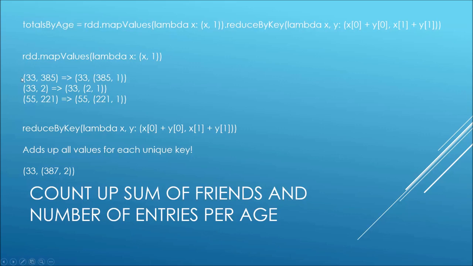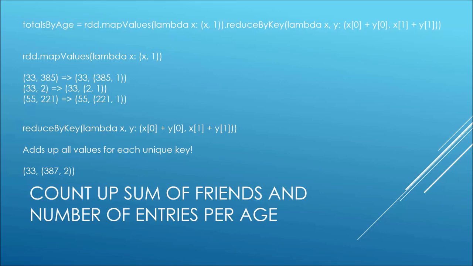So let's take that first line for an example. The first entry in our RDD is an entry that has a 33-year-old that had 385 friends. So the value 385 gets passed in through mapValues for every line, and that's our x here in the lambda function. And our output is going to be a new value that is actually a pair, a list if you will, of 385 and the number 1. And the method behind our madness here is that in order to get an average, we need to count up all of the total number of friends seen for a given age and the number of times that age occurred.